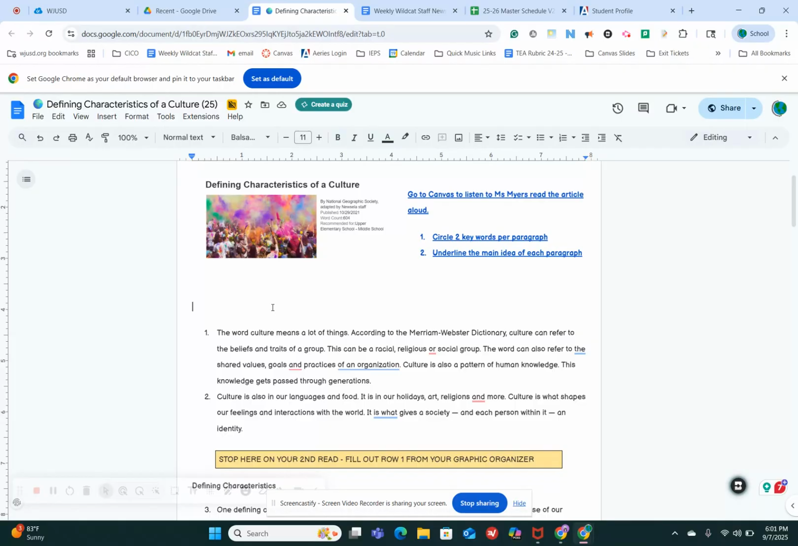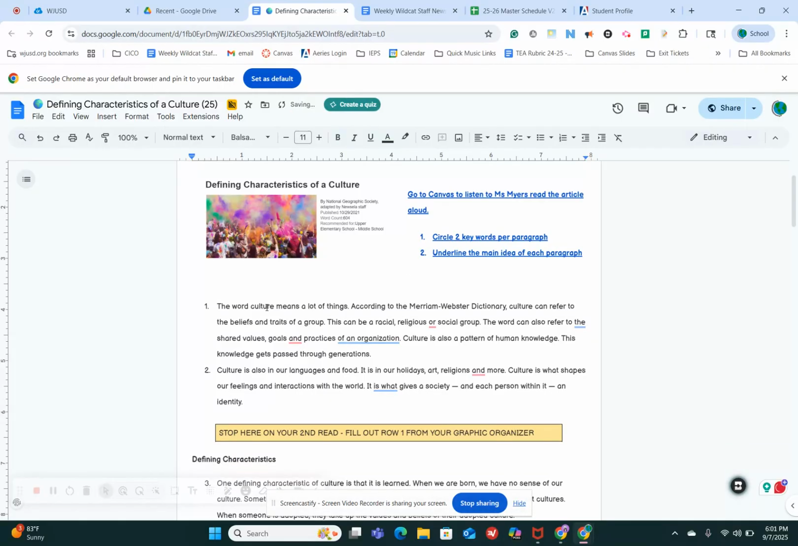Okay, so here we go. Here is the first section. The word culture means a lot of things. According to the Merriam-Webster dictionary, culture can refer to the beliefs and traits of a group. This can be racial, religious, or social group. The word also refers to the shared values, goals, and practices of an organization.